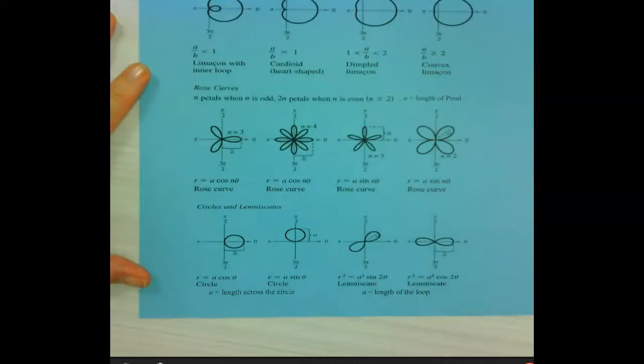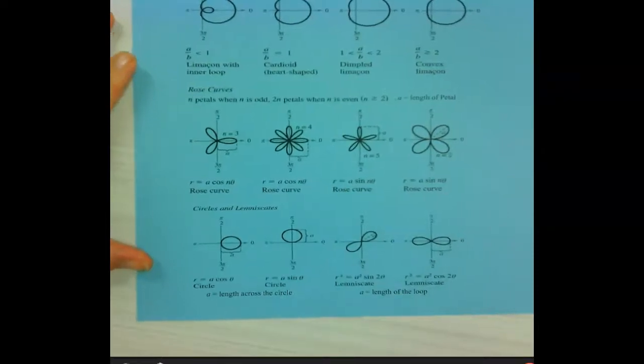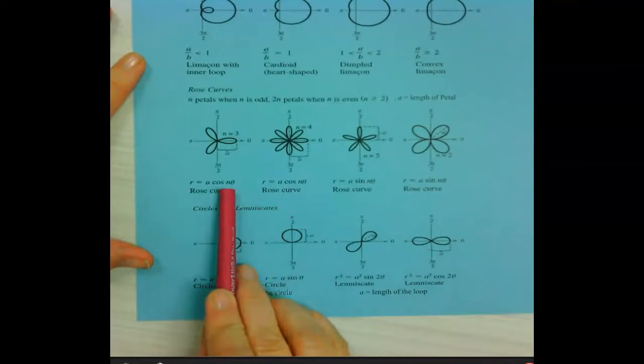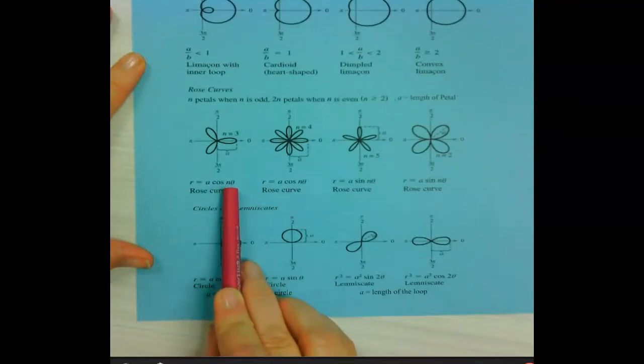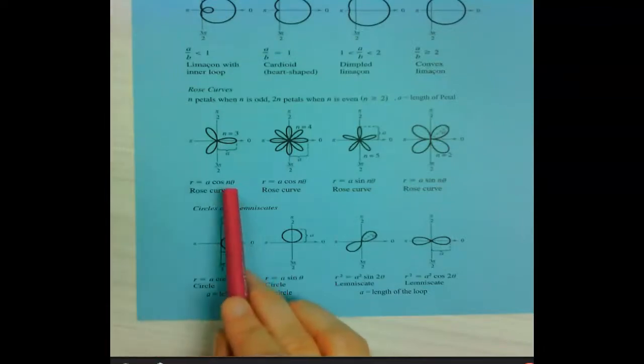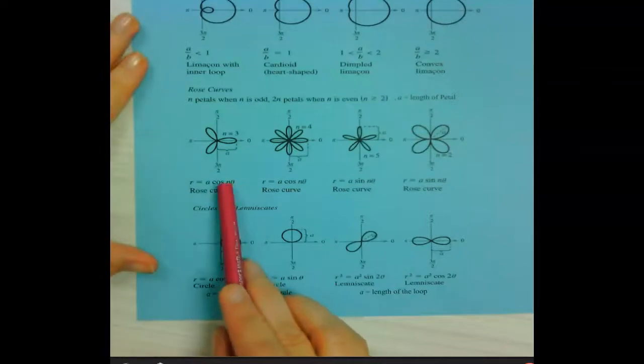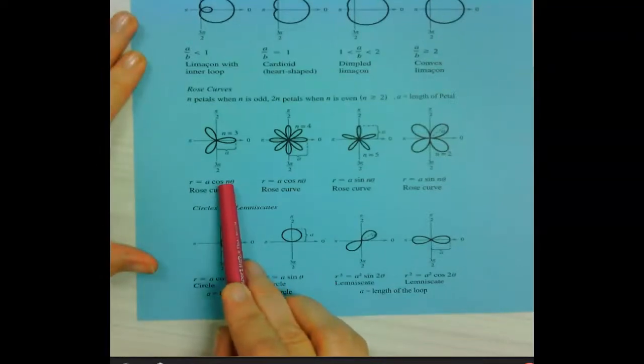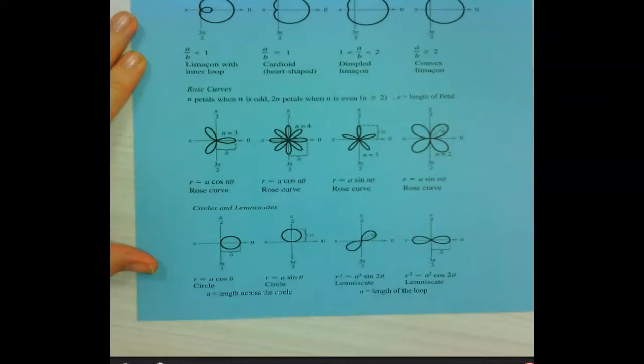Okay, then the next thing is how many petals do we have? That is where we look at this n value right here, and we need to decide if it's even or odd. If n is odd, then the number of petals will be the same as n. So if this is 5 theta in here, 5 is odd, so it's going to have 5 petals. If n is even, then we're going to multiply it by 2, and that's going to tell us the number of petals.